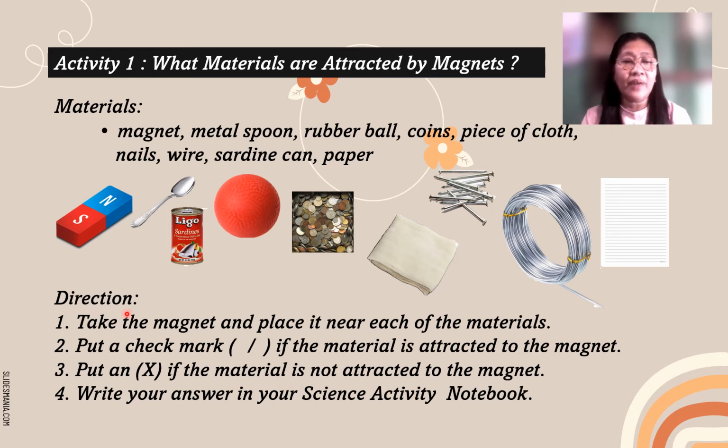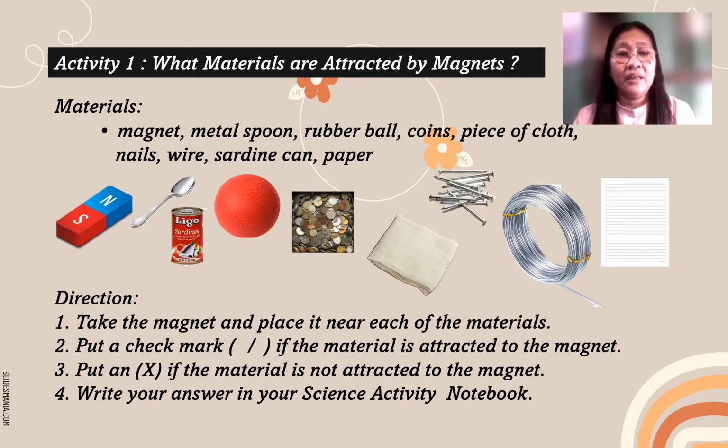Okay. Directions for your activity. Number 1. Take the magnet and place it near each of the materials. So you place the magnet near each of these materials. Number 2, put a check mark if the material is attracted to the magnet. Number 3, put an X if the material is not attracted to the magnet. And number 4, write your answer in your science activity notebook.